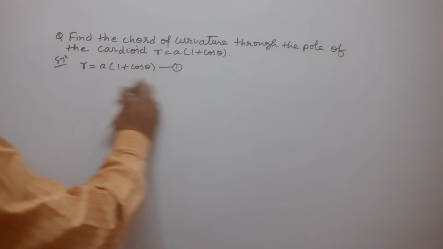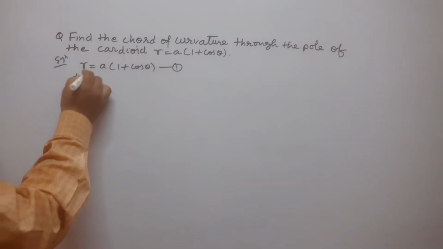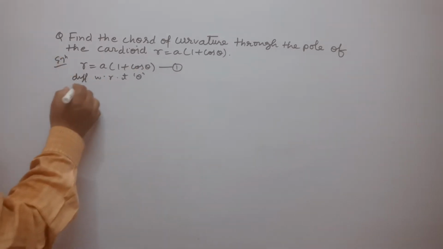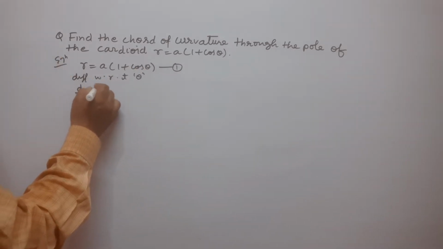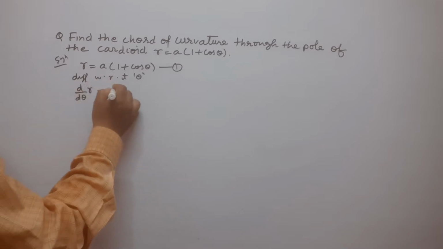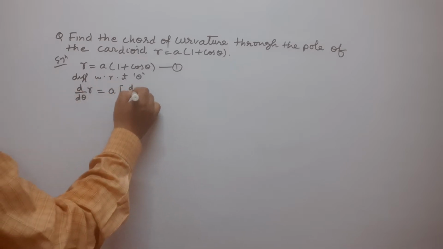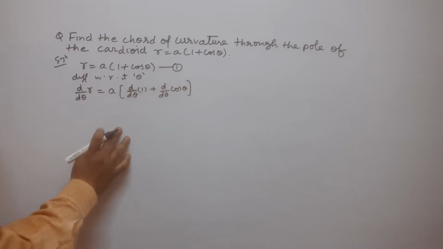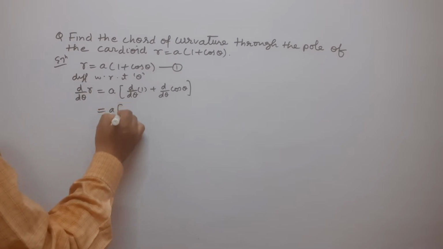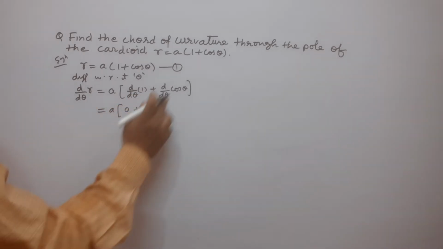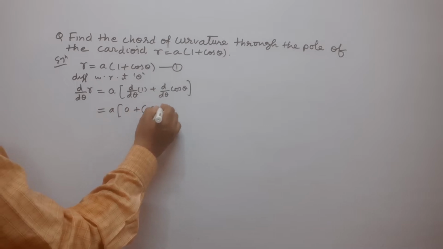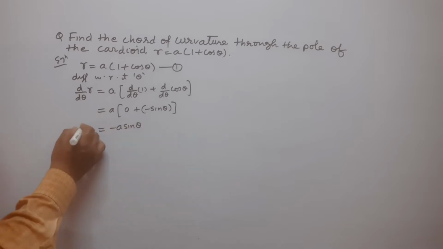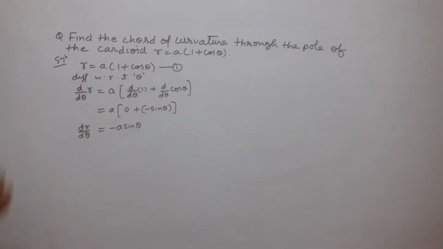So first we differentiate this equation of the curve with respect to theta. We write the operator d by d theta on both sides. So d by d theta of r is equal to a times d by d theta of 1 plus d by d theta of cos theta. We know that 1 is a constant, so its differentiation with respect to theta is 0, and the differentiation of cos theta with respect to theta is minus sin theta. So we get minus a sin theta is equal to dr by d theta.